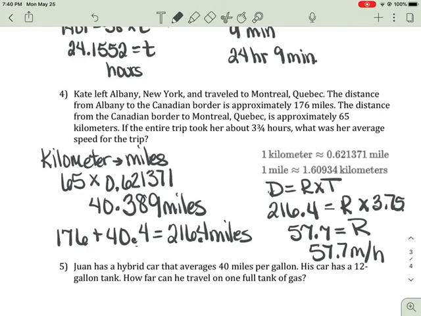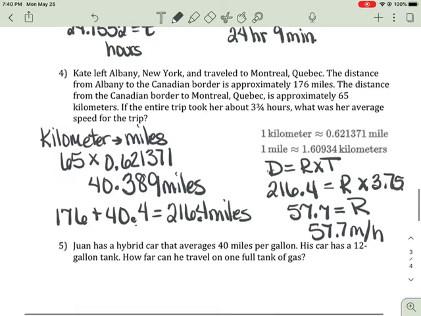We could do exactly the same thing if we wanted to take our miles and make them kilometers. If you did that, we'd get about 93 kilometers per hour.